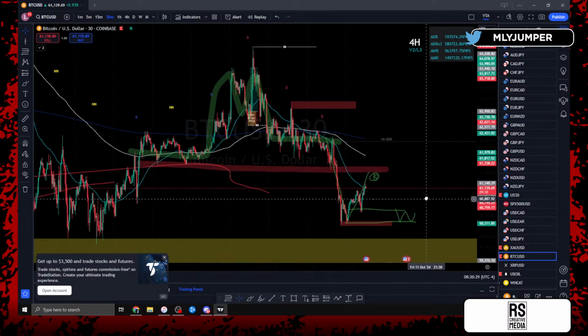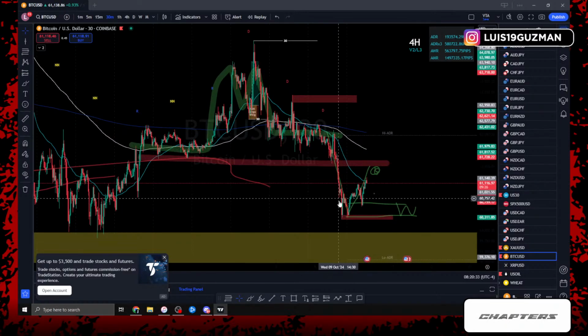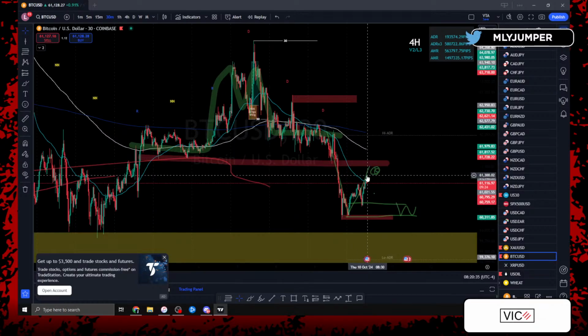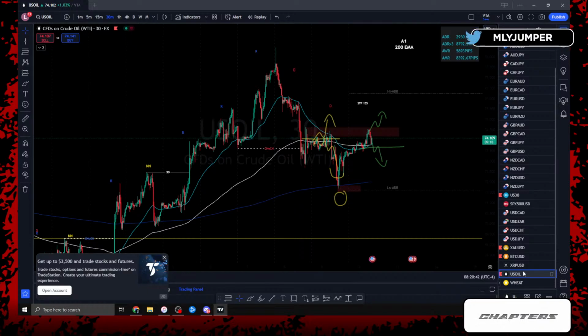Bitcoin, once again, buys would be very nice, but we can see that we are still trading between lower low and lower high. So we don't want to get faked out in these trades just yet. So Bitcoin, I'm going to give it a few to take that trade. And then US oil, very similar.